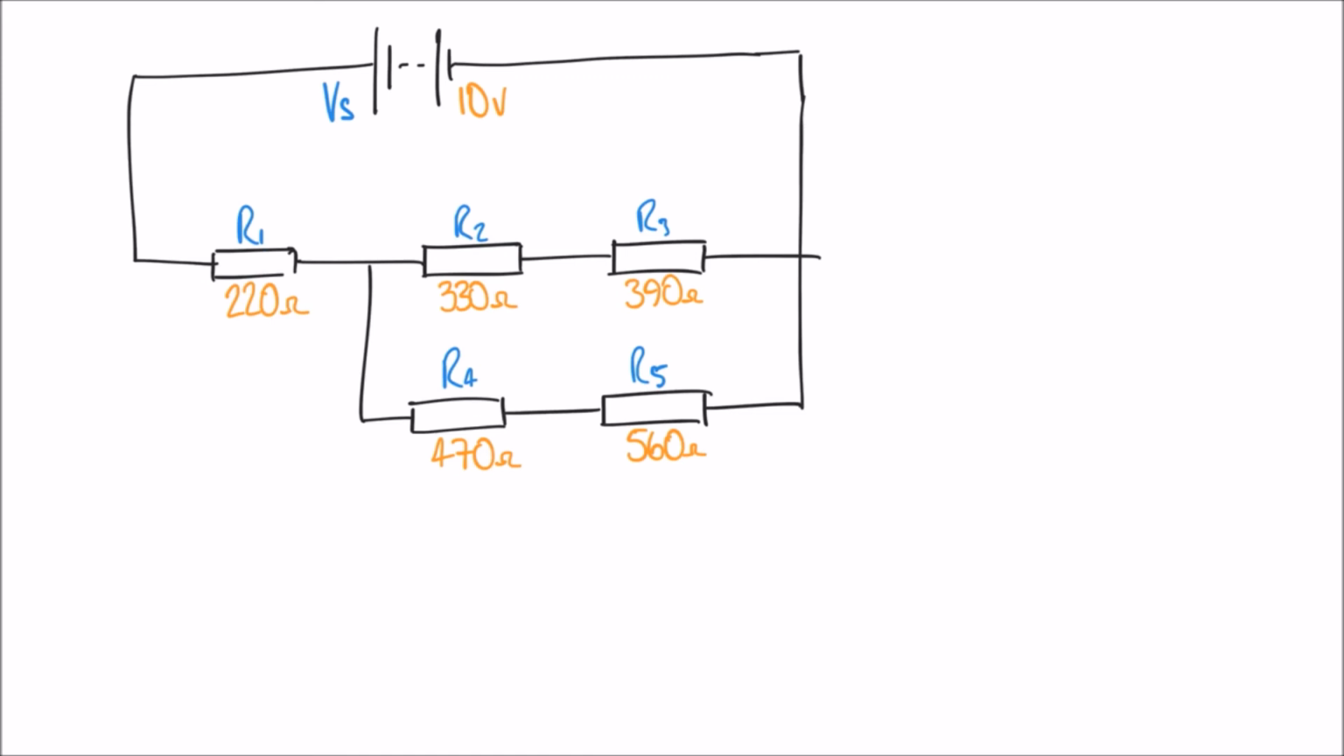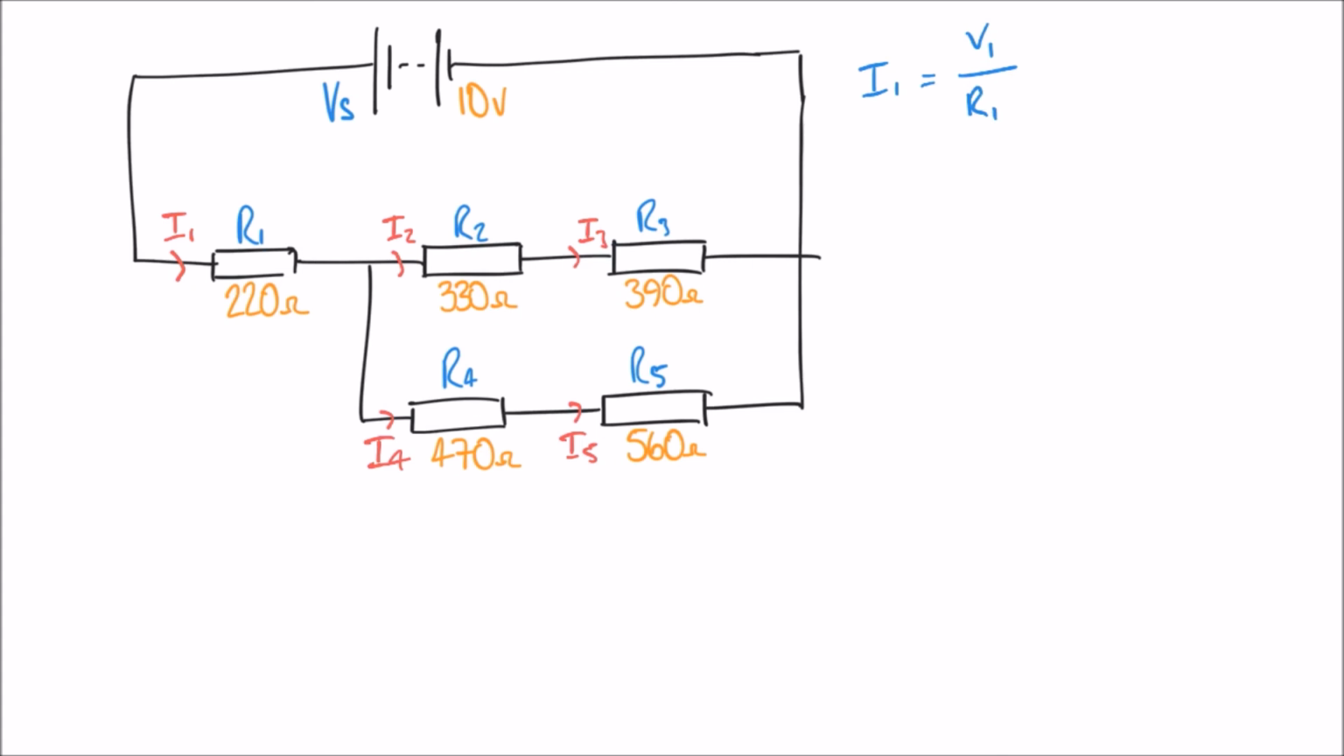Let's set this up in the form I equals V over R. In this case, it's going to be I1, the current going through R1. We're going to calculate I2, I3, I4, and I5. And hopefully we'll notice some interesting patterns when we calculate these. So let's get back to my equation. I1 is going to be V1 over R1.